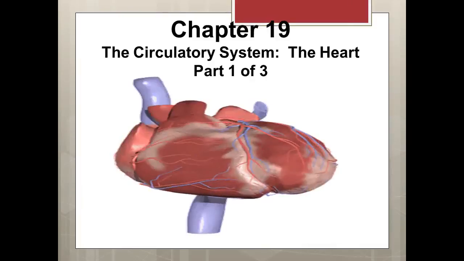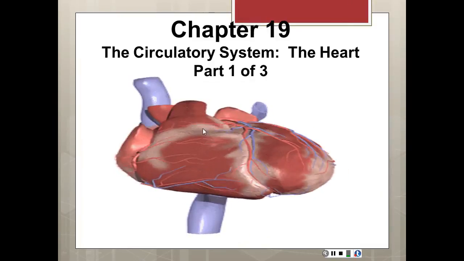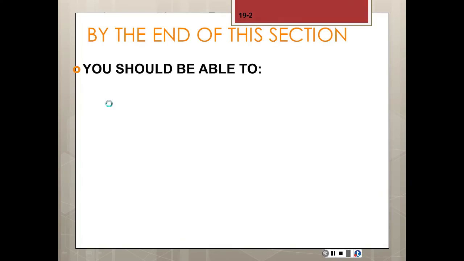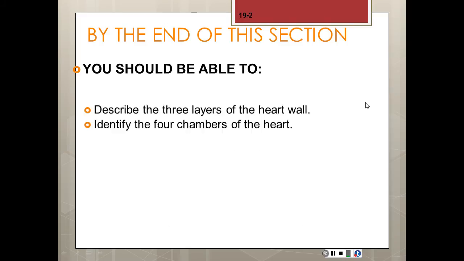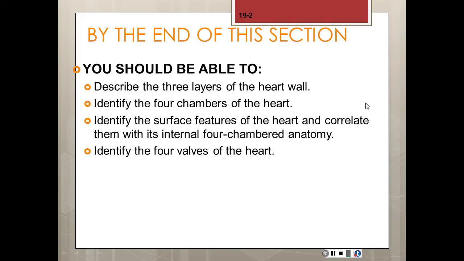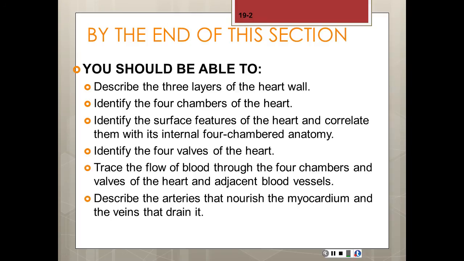Circulation of blood through the body by way of cardiac cycles. Now, hopefully by the end of this session, you should be able to tell me the 3 layers of the heart, also the 4 chambers, and other features that you find inside and outside of the heart, such as the valves and the blood vessels.